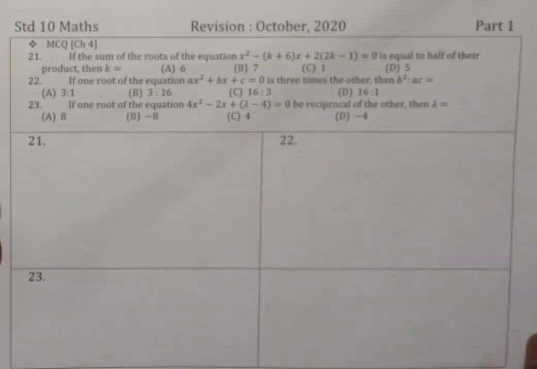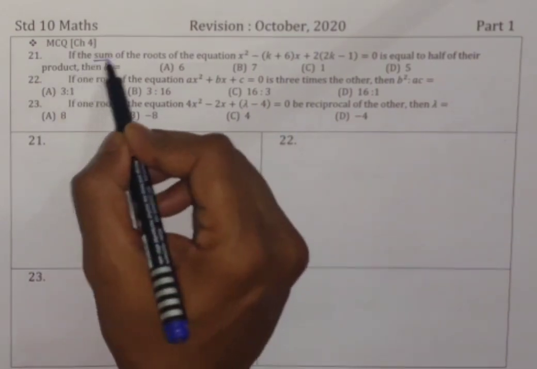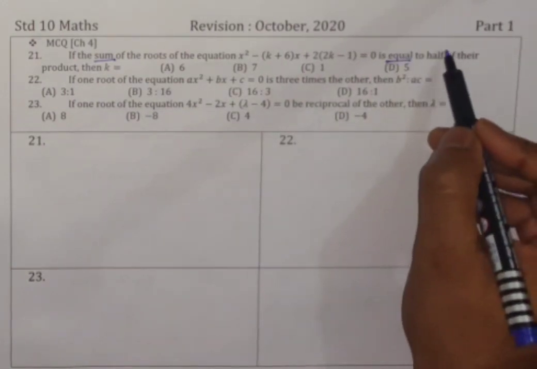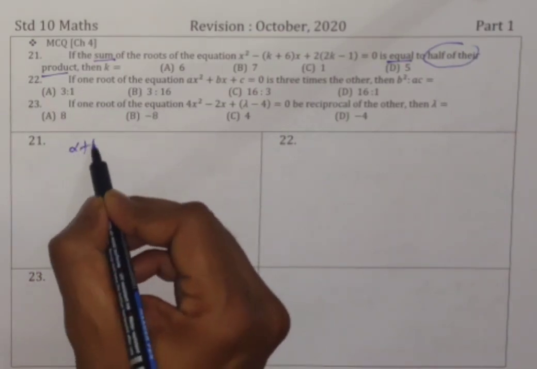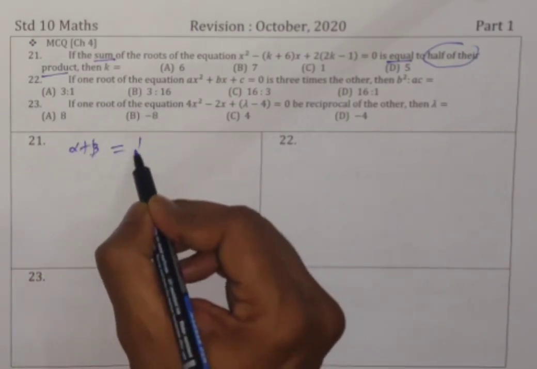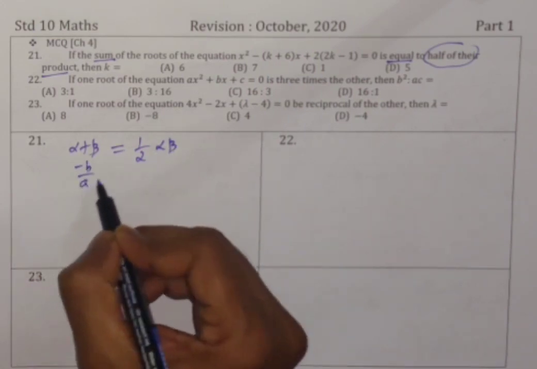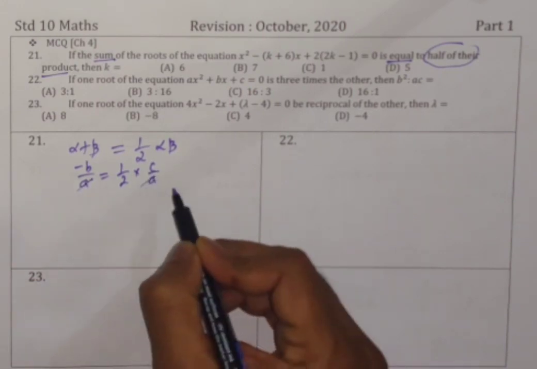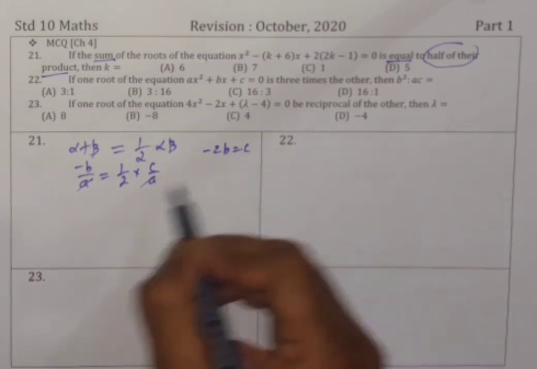We'll see these last three for this session. So number 21: if the sum of the roots of this equation is equal to half their product, that is alpha plus beta is half their product, alpha into beta. Now this is minus b upon a, half into c upon a, the halves cancel. So you get minus 2b is equal to c.